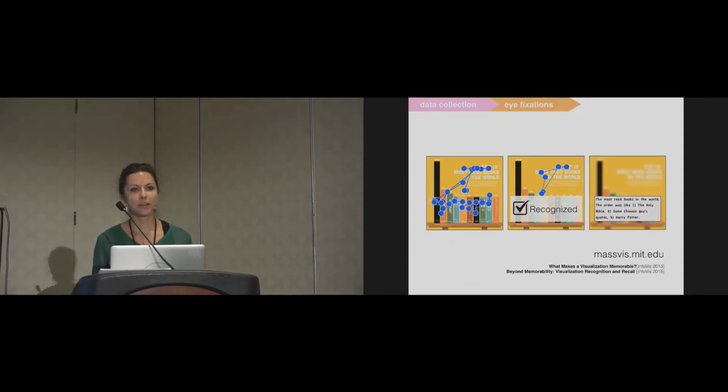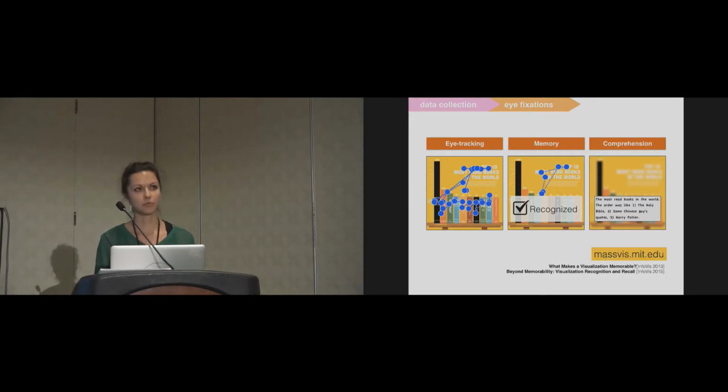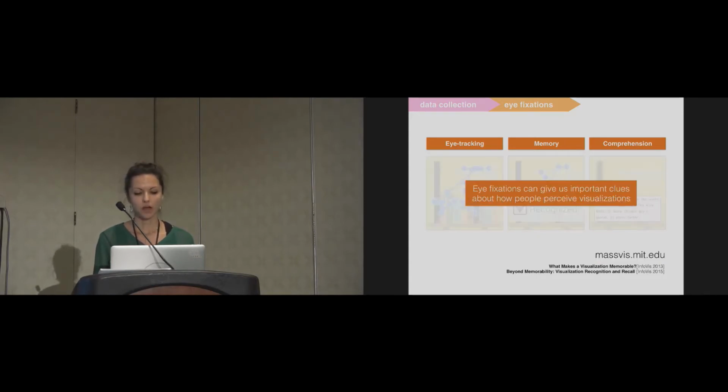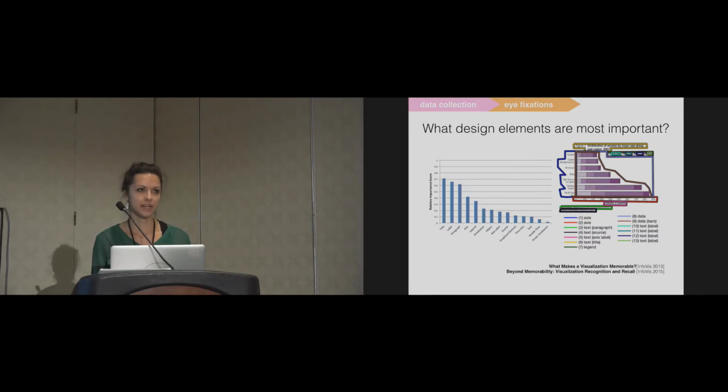So with regards to eye fixations, some of my earlier work investigated what makes a visualization effective. And I looked at the relationship between eye movements, human memory, and comprehension on a data set of data visualizations called MASSVIS. That's available publicly, and I'm also going to use it in the present work. In this work, we had found that eye fixations give us important clues about how people perceive visualizations, including what people remember and comprehend about them later on. And we used eye movement data to quantify the relative importance of different design elements.